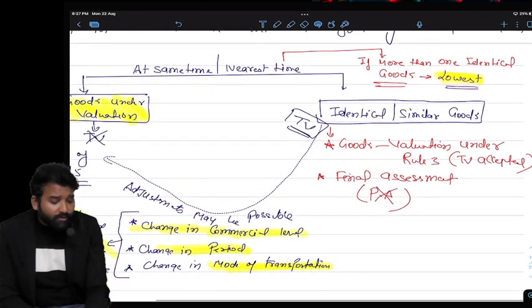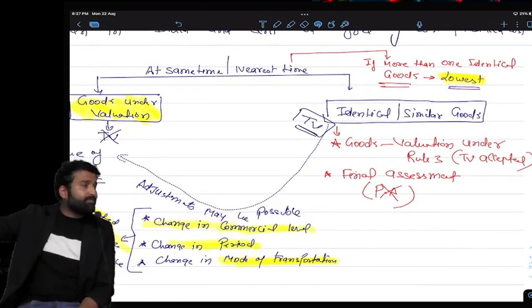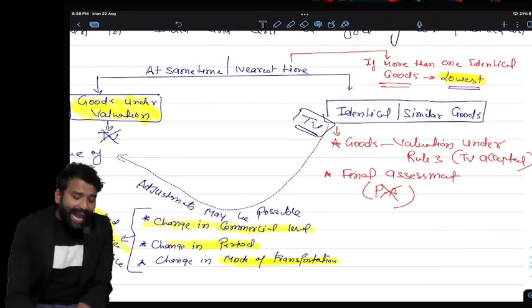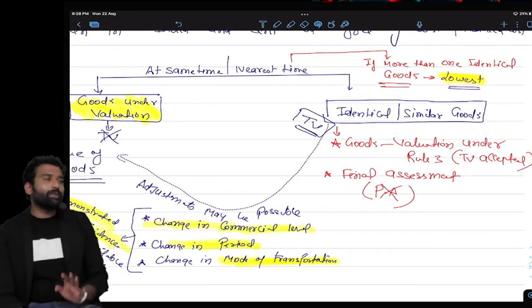And one interesting thing is, if I am choosing the price or the value of the identical goods, those goods should be valued under rule 3. Means their transaction value should be accepted.